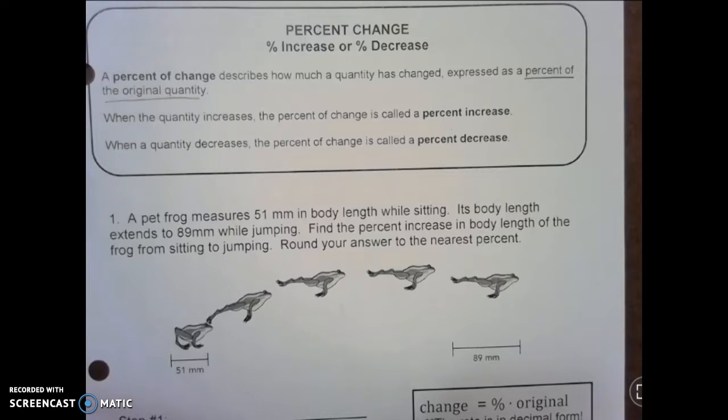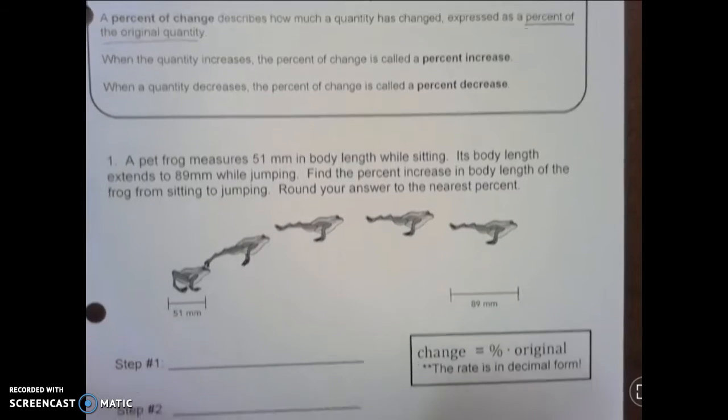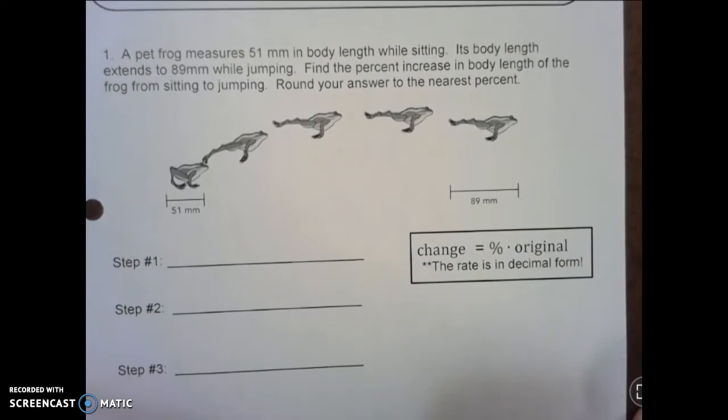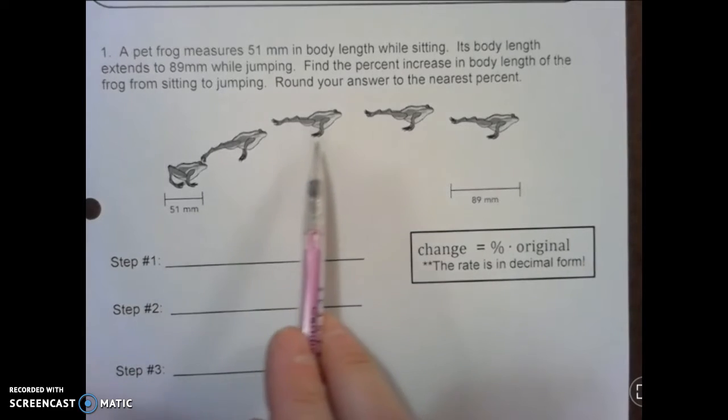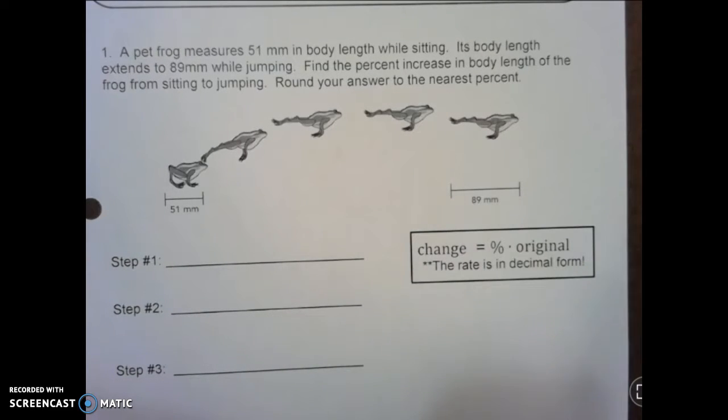And so in our first example, we have a frog. And then we're told that a pet frog measures 51 millimeters in body length while it's sitting, which we can see right here in the picture. Its body length extends to 89 millimeters while jumping. And we see the frog jumping, and it extends to a length of 89 millimeters. It says find the percent increase in the body length of the frog from sitting to jumping. Round your answer to the nearest percent.